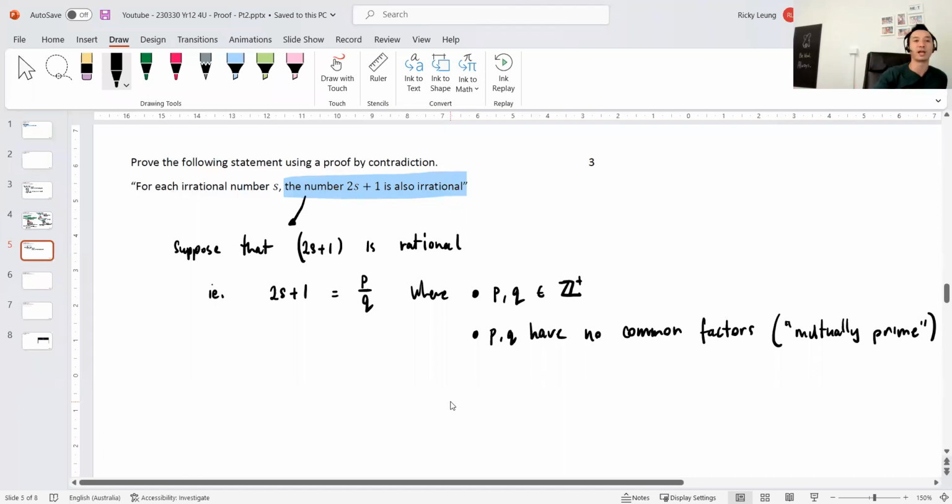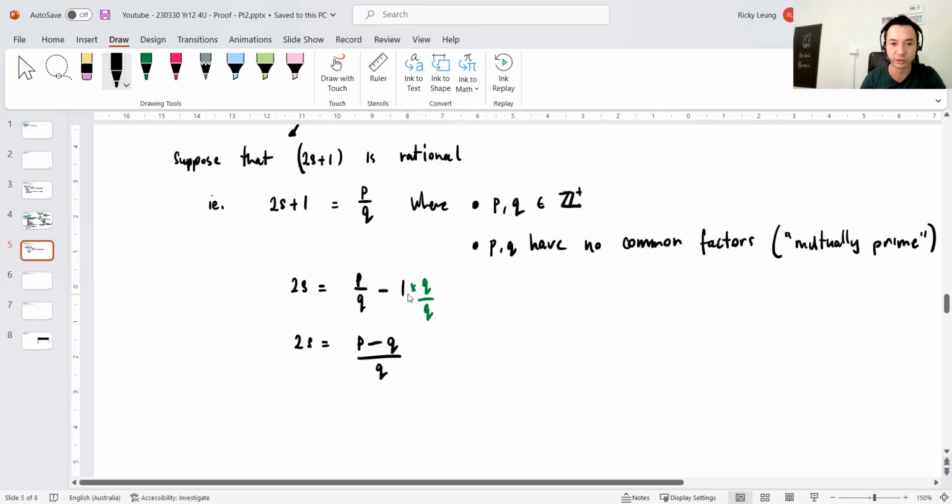I'm going to try to make S the subject, and while making S the subject, if it gives me another fraction, then it's also rational, and the whole thing's illogical. So in this case, minus the 1 over a common denominator. So times top and bottom here by Q. Then you get P minus Q on Q. Divide the 2 over. Therefore, S equals P minus Q on 2Q. Guys, that's it. I'm done actually, because I can demonstrate that this guy must be rational.